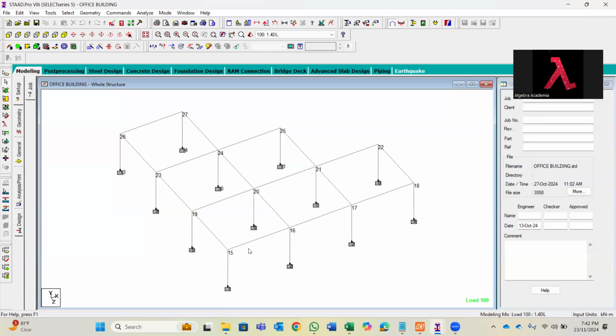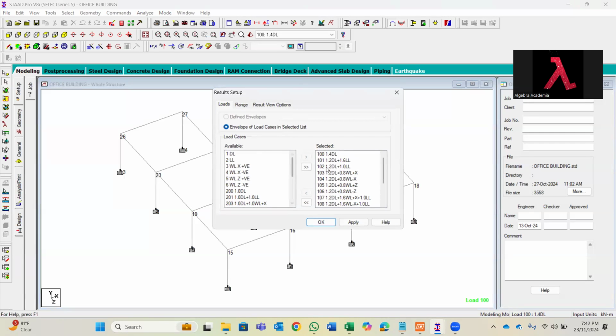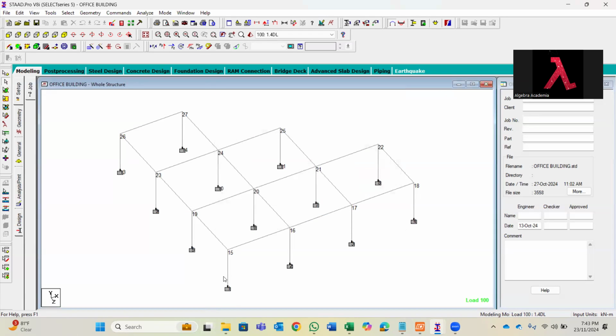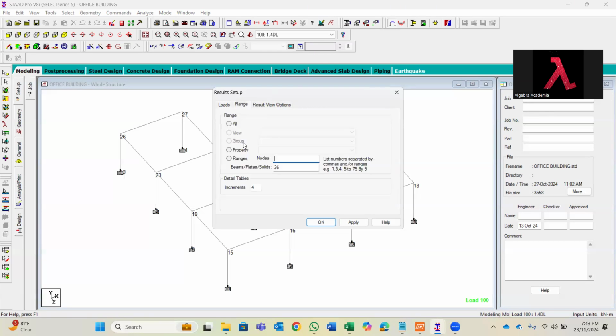To extract node number one, you remember the step I showed during the classes, which is result setup. With result setup, I'm going to refine the load combinations. If you forgot to do it before going into post processing, then at any time you can customize the load combinations and the support reactions where exactly you want to extract. So that's what we are going to do now. I need to extract the support reaction for node number one, so I'll go to result setup, the ranges, and mention node one.